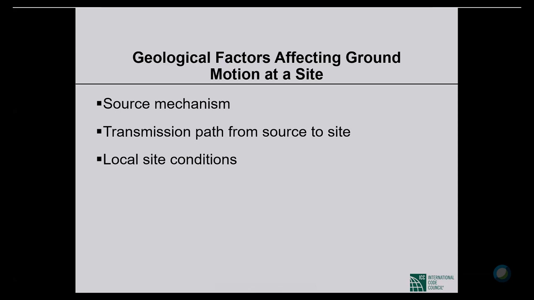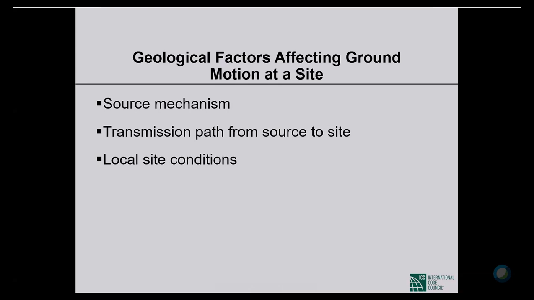Geological factors affecting ground motion at a site. The source mechanism, the energy released at source, is one thing. The type of fault, the amount of fault movement, how deep the focus is, all of those play a role in the ground motion that you will experience at your site. Those are source mechanism related factors.